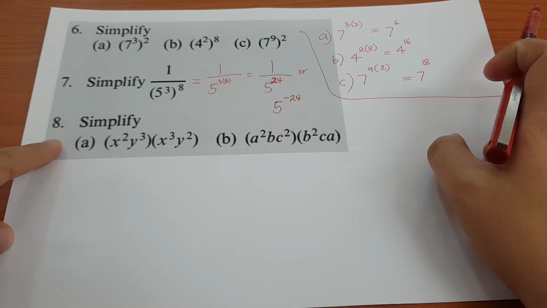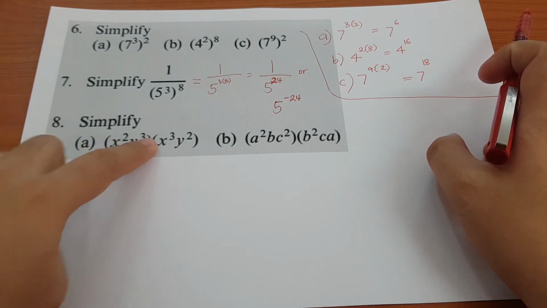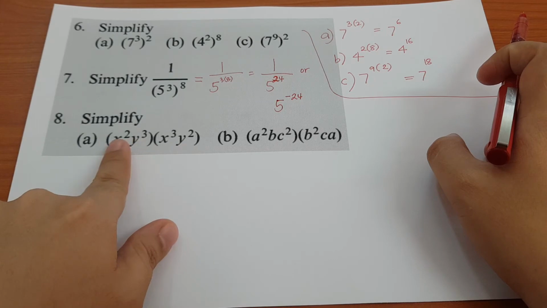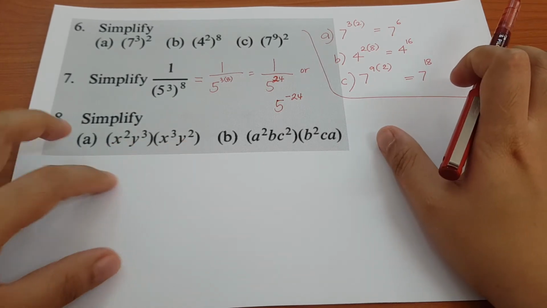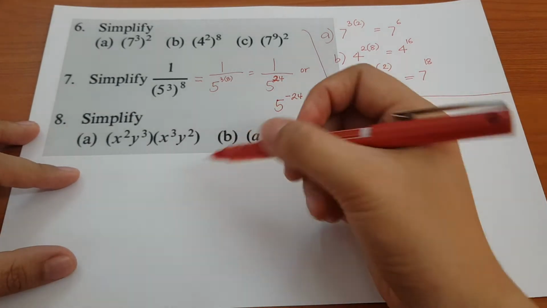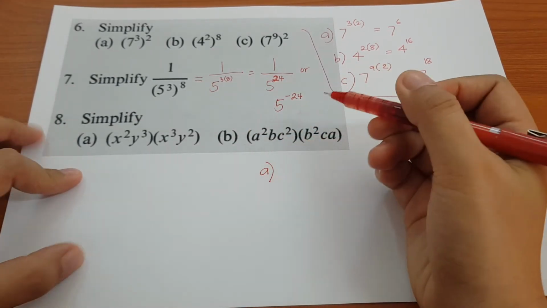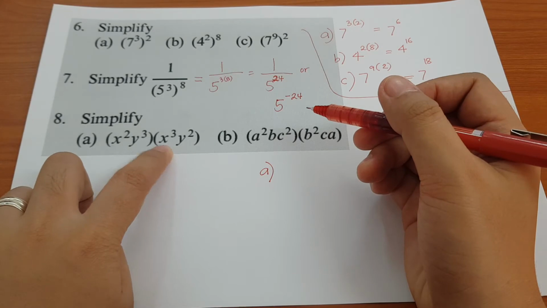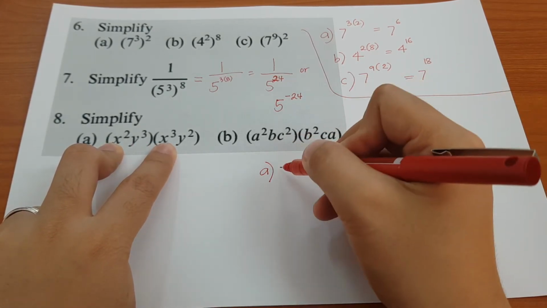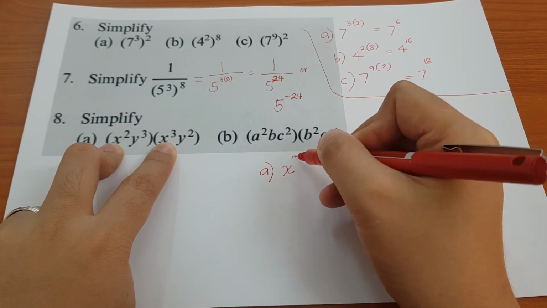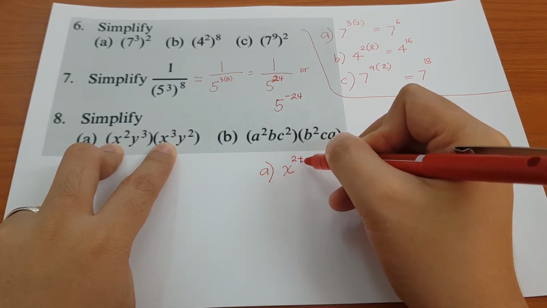Okay, let's have example number 8. How are we going to simplify this? This means this multiplied by this. Remember rule number 1: we can simplify if they have the same base. There is an x here and an x there, so we will simplify all the x together by adding the powers.